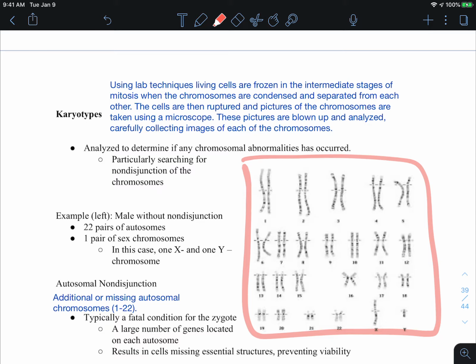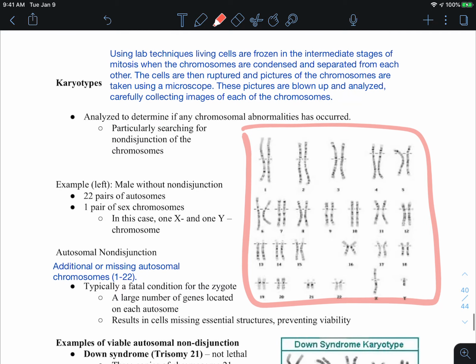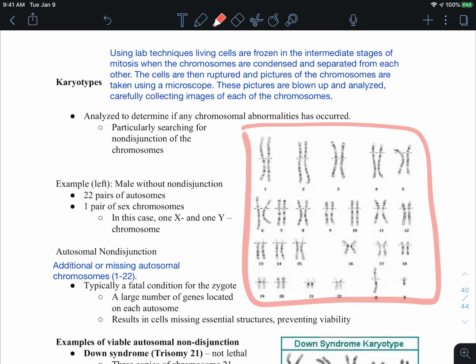And they can take pictures, and they essentially do this for enough cells that there is usually at least one that works out that has all the chromosomes clearly visible, and then they can compare that to the others. And so here on the right we see one karyotype where we have all 22 chromosome pairs and the X and the Y chromosome over here. And so this is a typical cell for an individual where the meiosis has gone in the typical way.